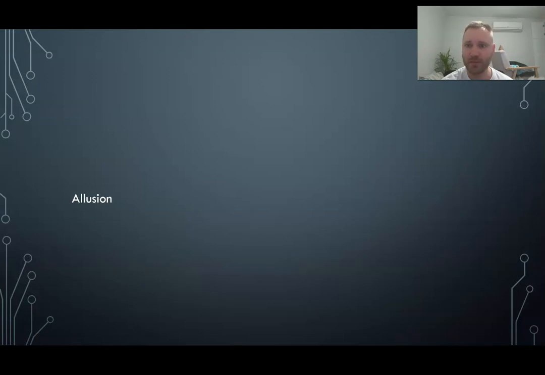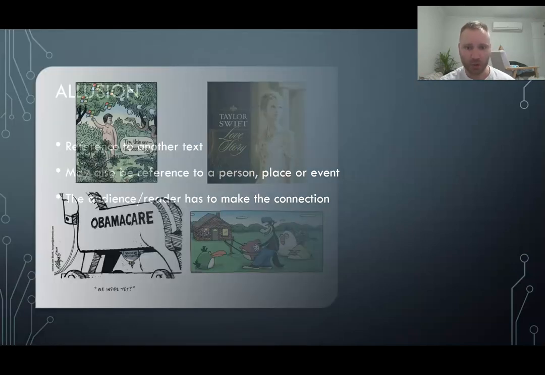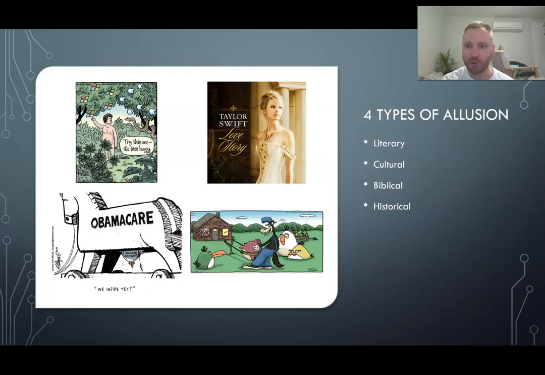And it's important to note that this is allusion with an A, not illusion like, say, an illusion that a magician might do. Allusion is reference to another text, and that may also be reference to a person, a place, or an event, as you'll see. What's really important here is that the audience or the reader has to make the connection to what is being alluded to. So there are 4 types: literary, cultural, biblical, and historical.